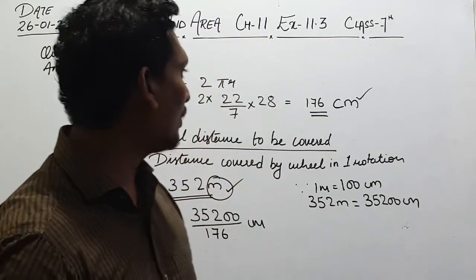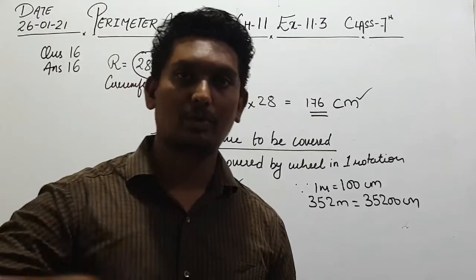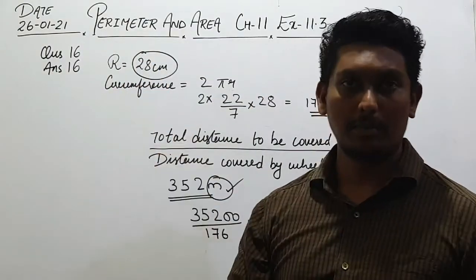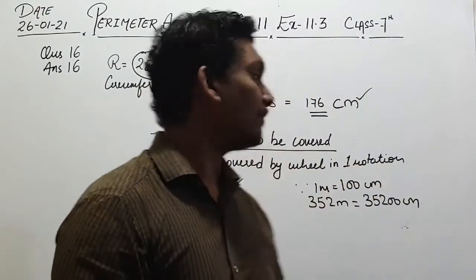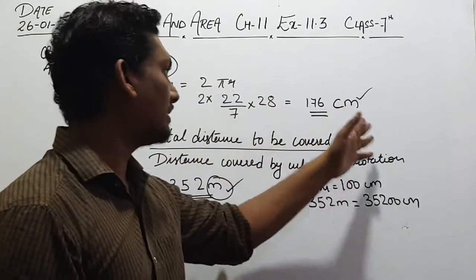Okay, so once again I am going to tell you what you have to do. We are talking about a wheel that is rotating, so here we have to find the circumference. The radius is given as 28 centimeter, and the circumference formula is 2 pi R. You just have to put the value here. When you solve this, you will get 176.